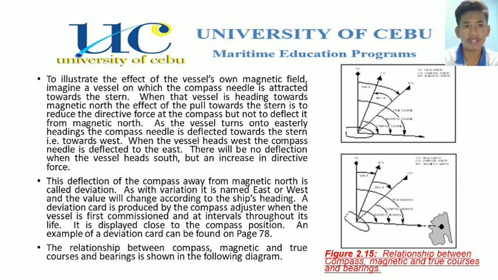A deviation card is produced by the compass adjuster when the vessel is first commissioned and at intervals throughout its life. It is displayed close to the compass position. An example of a deviation card can be found on page 28. The relationship between compass, magnetic, and true courses and bearings is shown in the following diagram.